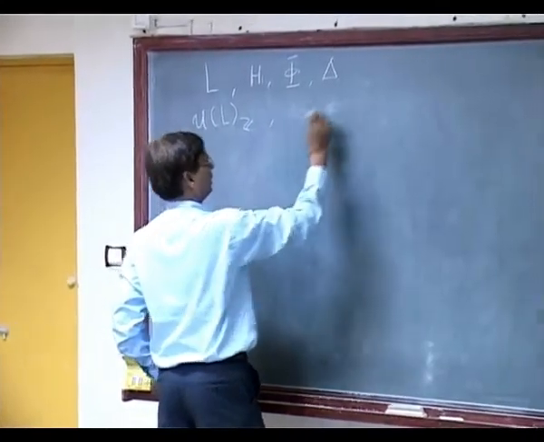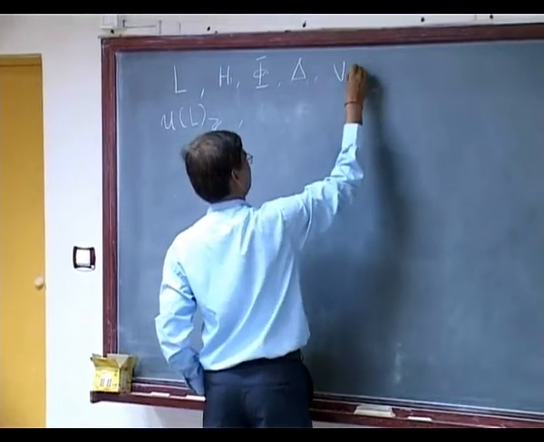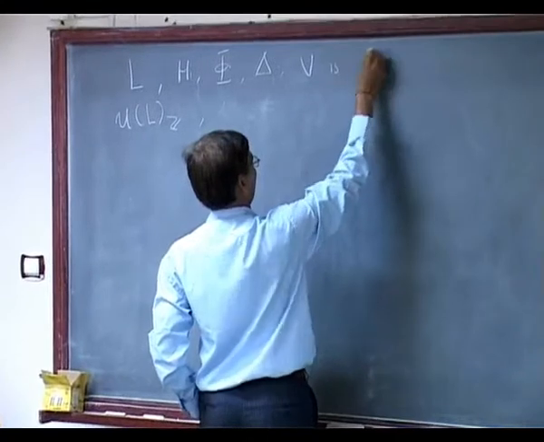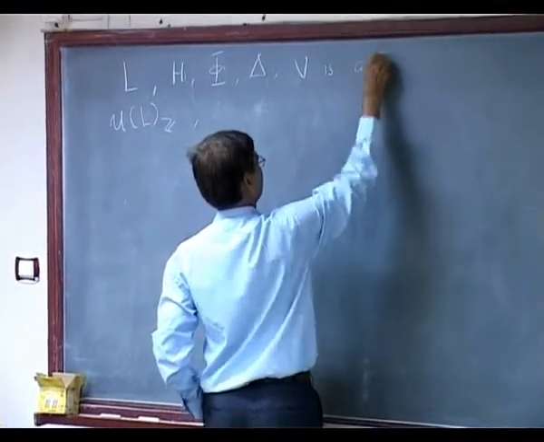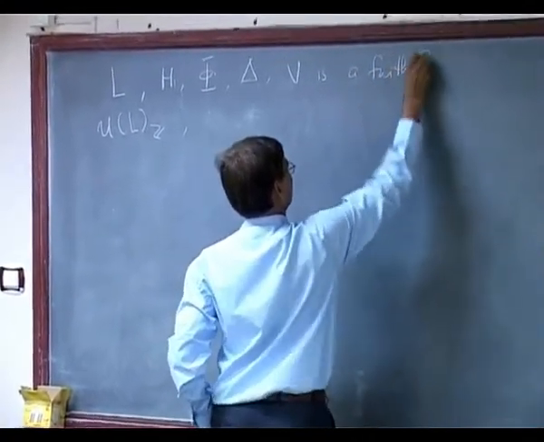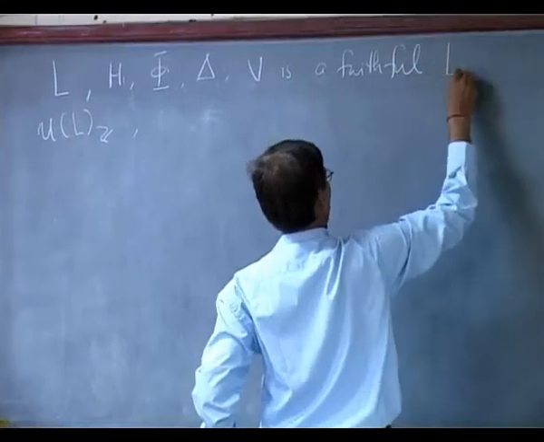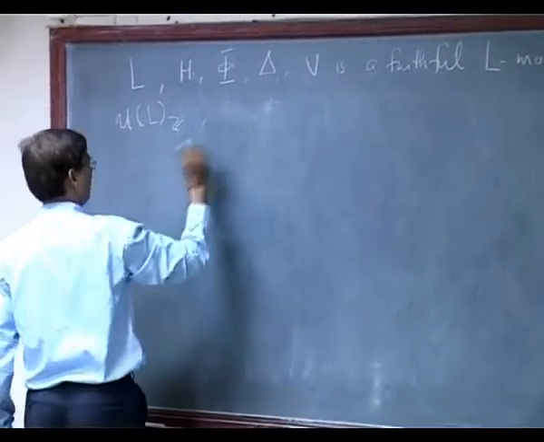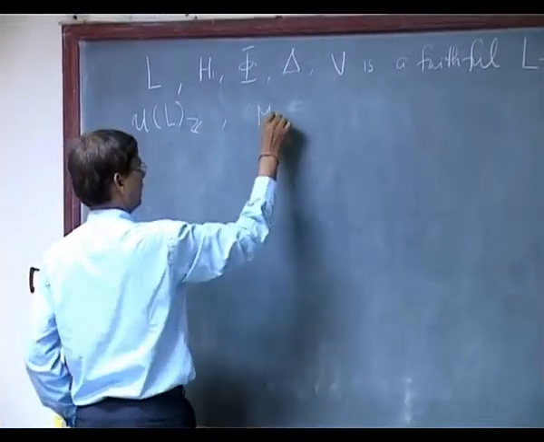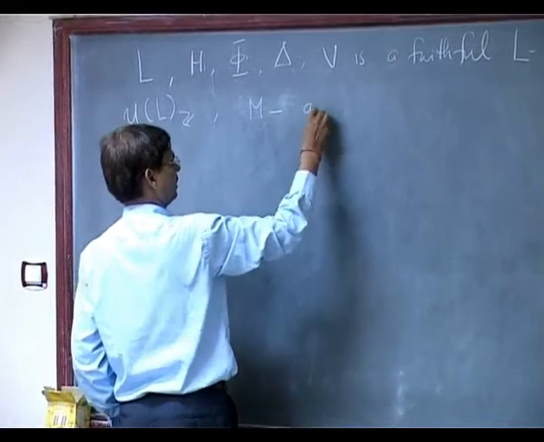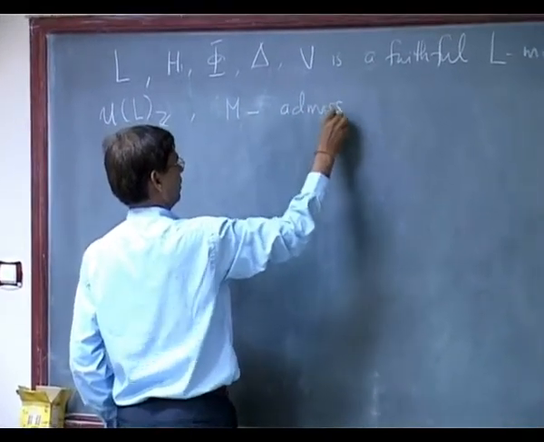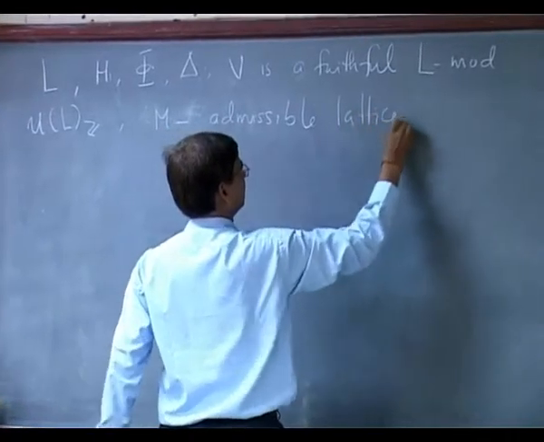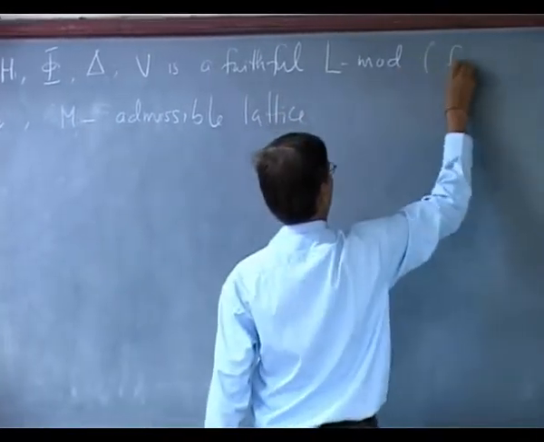So, V is a faithful L-module. Okay. So, now take M to be an admissible lattice. So, this is a finite dimensional module.